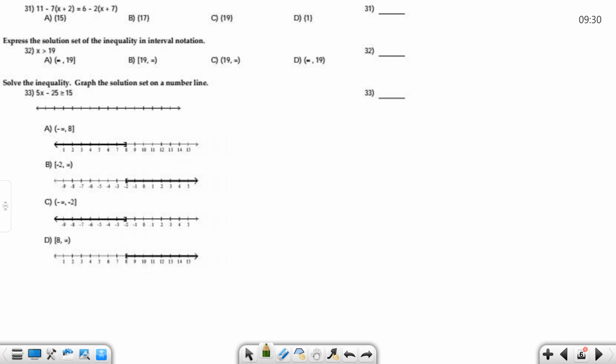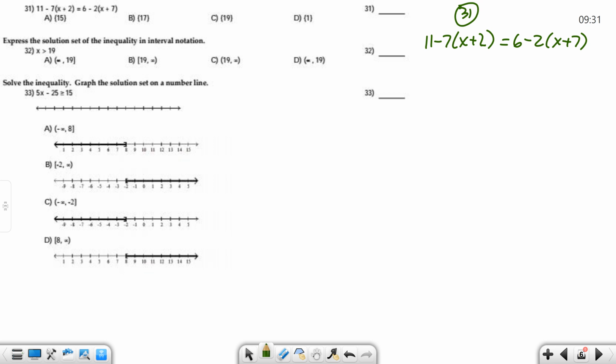All right, so 31, actually I can do it here. 31 is going to be, I'm just rewriting it, 11 minus 7 and then x plus 2 in parentheses, and then 6 minus 2 is on the other side of the equals, and then x plus 7 in parentheses. So again, order of operations, I'm going to simplify both sides of my equation. That's why I'm using the order of operations.